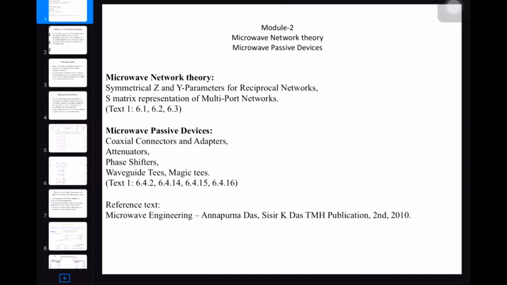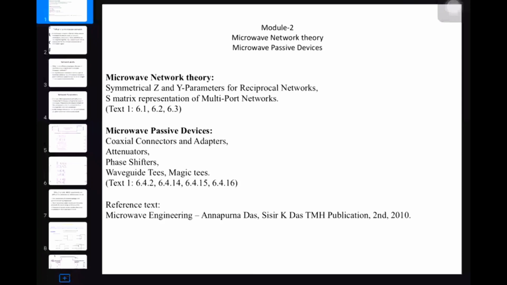Module 2, there is once again part A and part B. Part A consists of microwave network theory, and the second part of module 2 is microwave passive devices. You will be studying several microwave passive devices, which you will also be using in the lab.